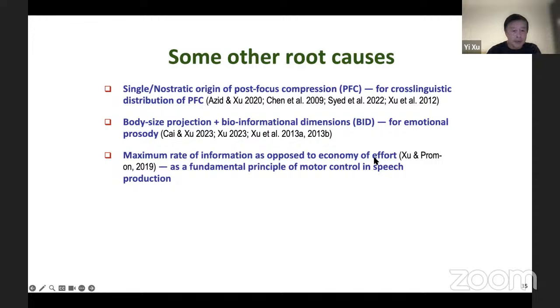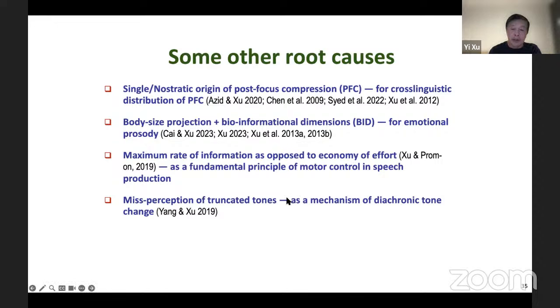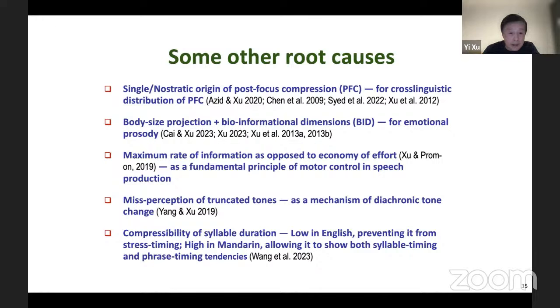And also, we did a recent survey study, a more theoretical proposal. We proposed that tone changes historically can be explained by the target approximation model, assuming that during speech, a lot of tones are undershot, and that has led to misperception, which led to tone changes. And finally, we did a study that looked at the compressibility of syllable duration, and the results show that it's impossible for English to be stress-timed, as everybody thinks it is, because there is no room for English segments to be compressed. But surprisingly for Mandarin, there is actually room to be both syllable-timed and phrase-timed, but it's just a tendency toward those.